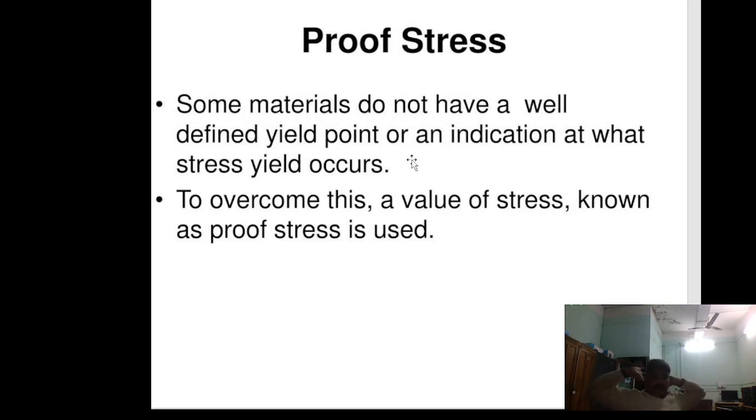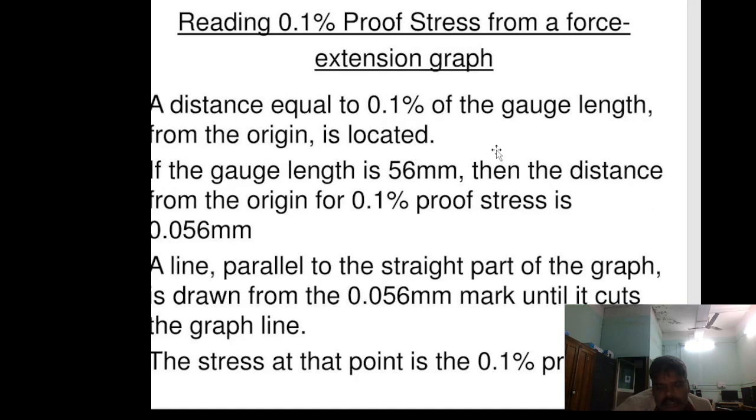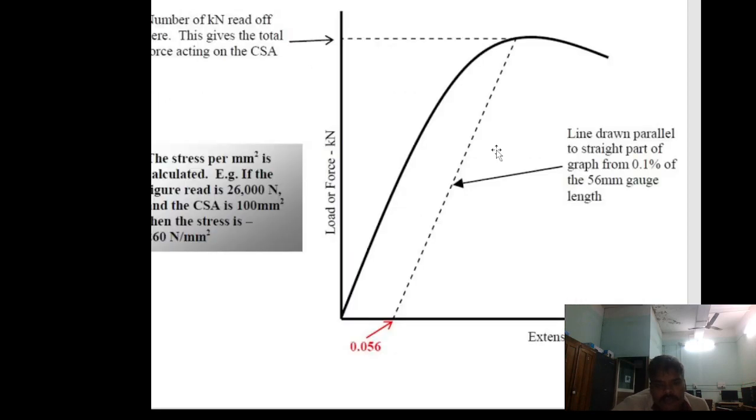Proof stress. Some materials do not have a well-defined yield point or an indication at what stress yield occurs. To overcome this, a value of stress known as proof stress is used. These are some terms about the proof stress. A distance equal to 0.1% of the gauge length from the origin is located. Reading 0.1% proof stress from a force extension graph: this is a line drawn parallel to the straight part of the graph from 0.1% of the 56 mm gauge length.